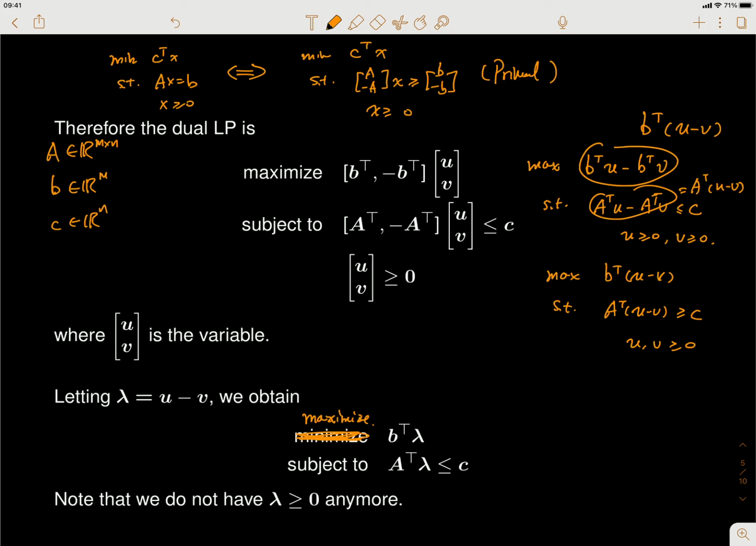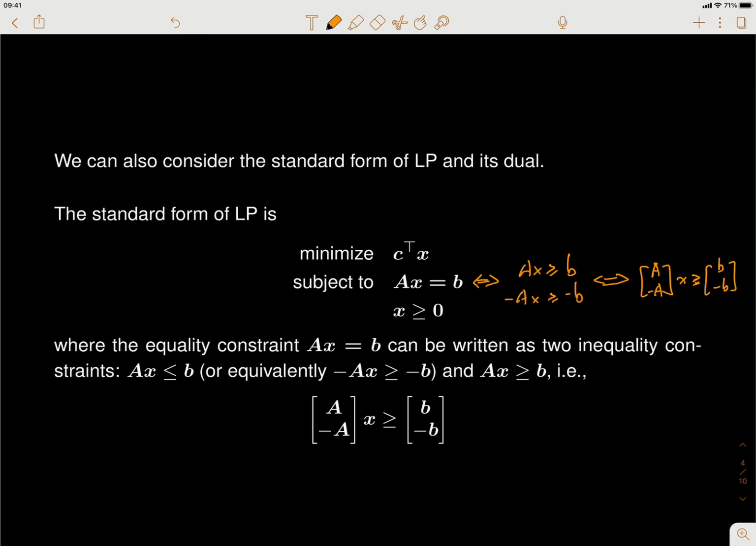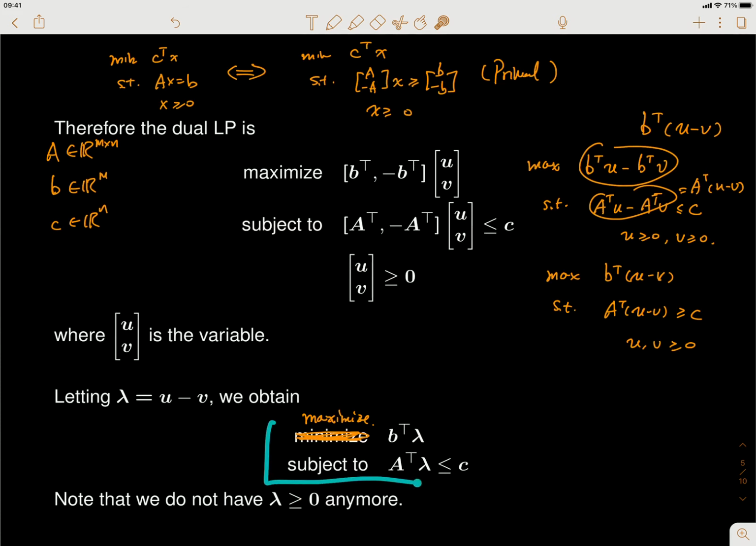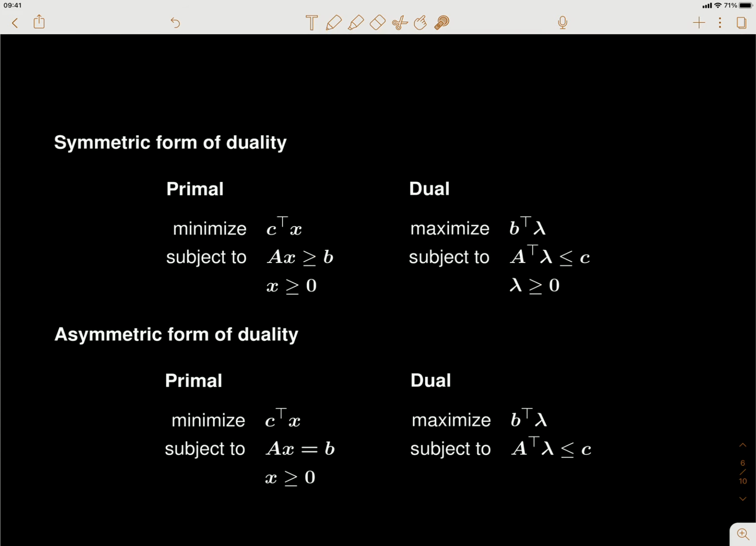Okay, now that's the problem. We got the dual problem, and we don't have any constraint on lambda anymore. And this is the dual problem of the standard form of the linear program. That's the dual problem of this one. All right, so now let's summarize what we got.